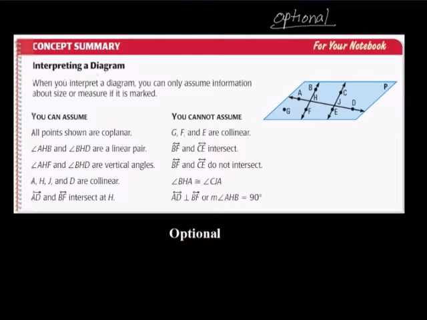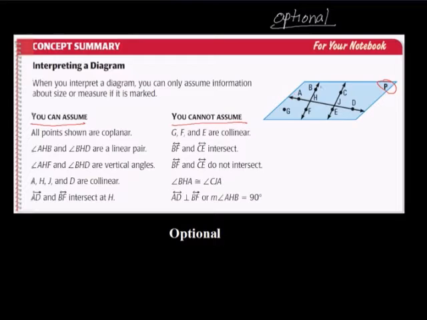So when you're interpreting a diagram, when you're looking at a picture, there's stuff that you can assume and stuff that you can't assume. Let's look at this picture. I'm looking at plane P. We have a few lines and a few points. All these points, you can assume that they're on the flat surface. There's not one an inch above it. If it appears like it's on the flat plane, it's on the flat plane.